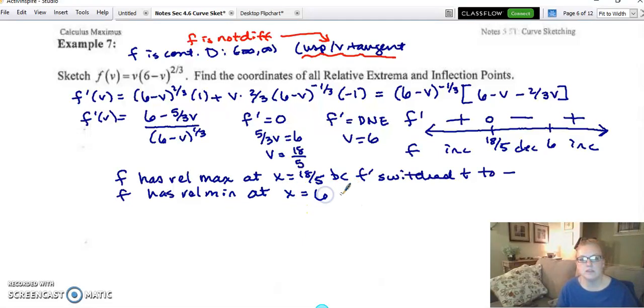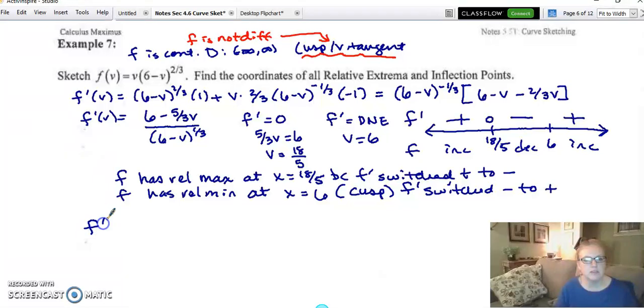And f has a relative min at x equal to 6. And I'm going to go ahead and call that a cusp, because I have a max and a min there. So keep that in mind: f prime switched minus to plus, just keeping that in mind for when we do our sketch.